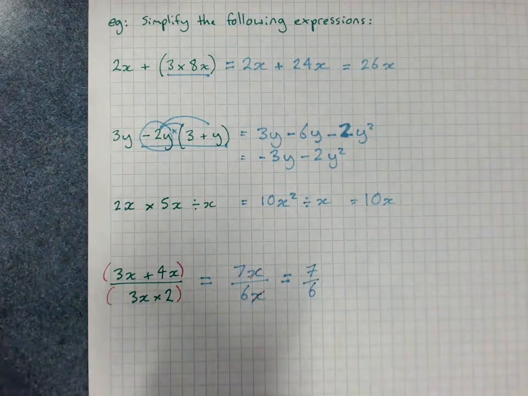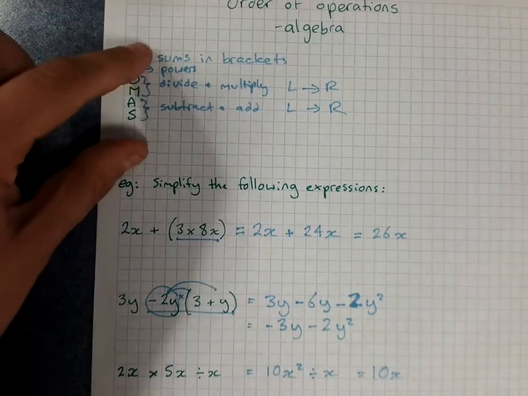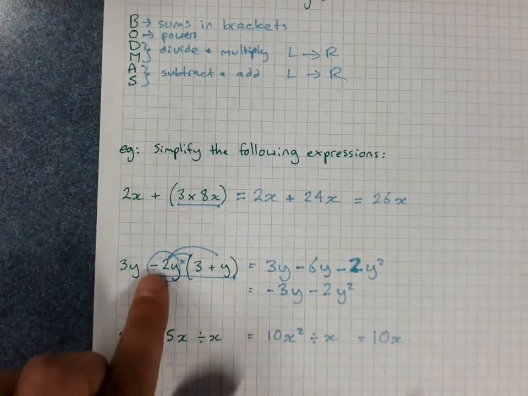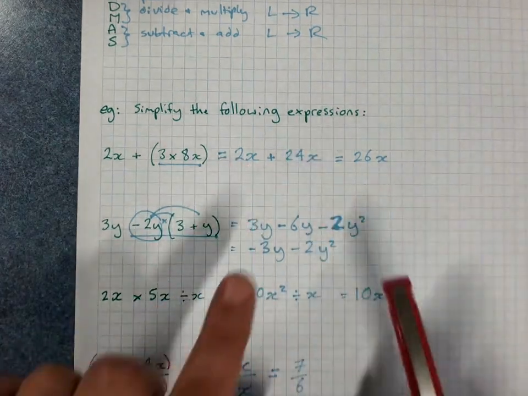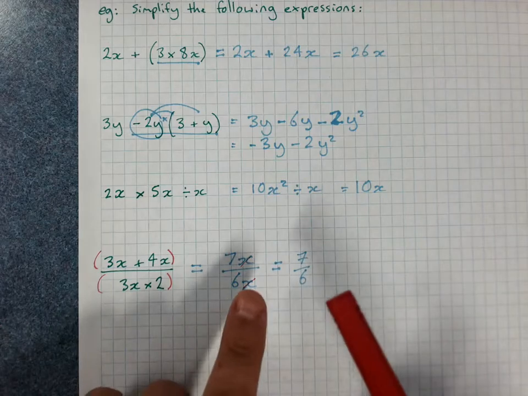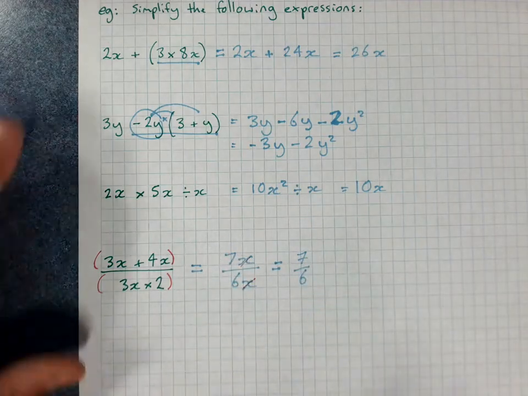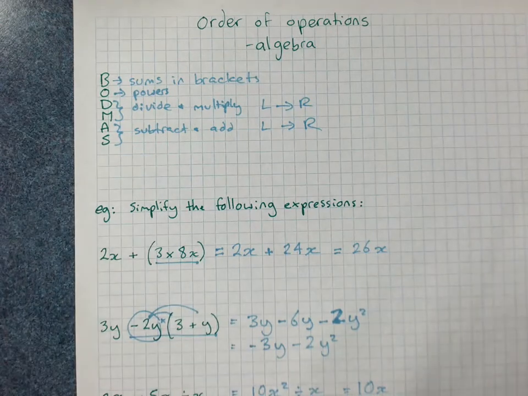So there's a lot of different skills coming together there. There's order of operations, there's expanding with negatives, there's adding and subtracting like terms, there's remembering how to divide and cancel. Lots of different things happening there. We need to be really comfortable with all of them, and then we can start putting them together.